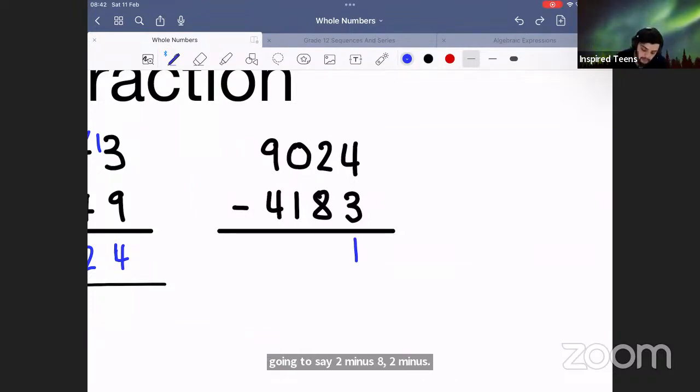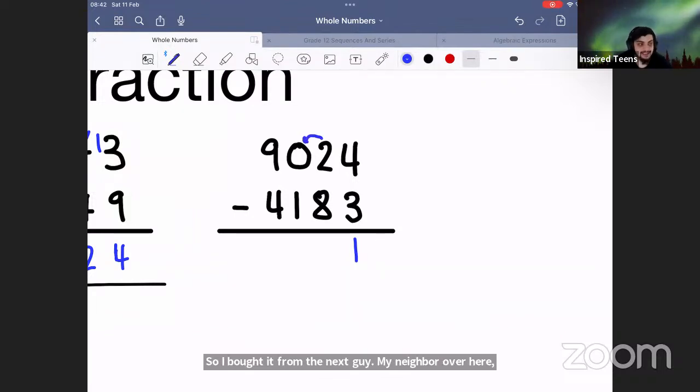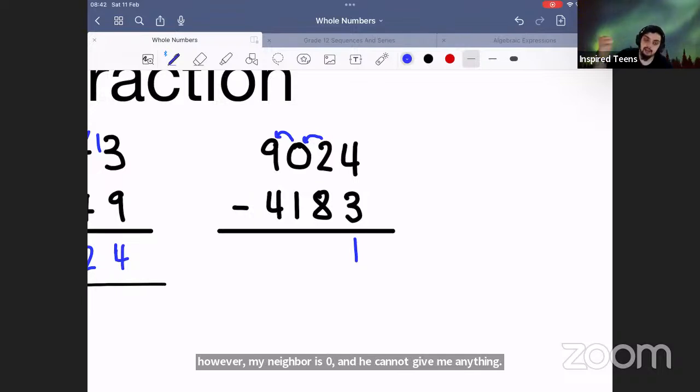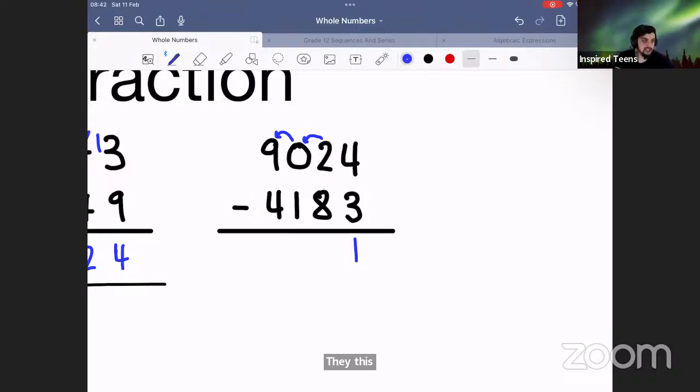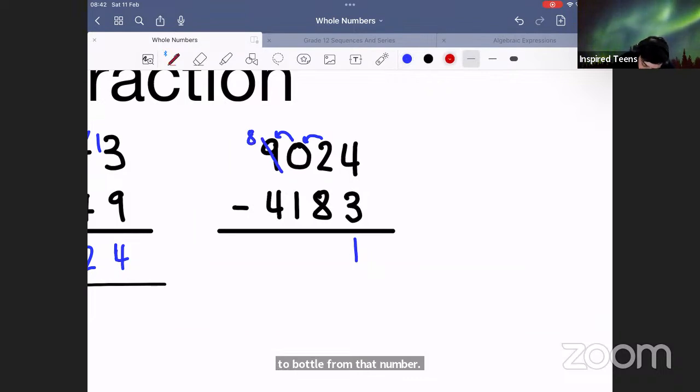So that's when I need to start borrowing. So I borrow from the next guy, my neighbor over here. However, my neighbor is 0, and he cannot give me anything. Therefore, this neighbor has to borrow from the even next door neighbor, which is a 9. So therefore, it's possible to borrow from that number. So when you borrow from the number, it becomes 1 less, and you carry the tens value over.